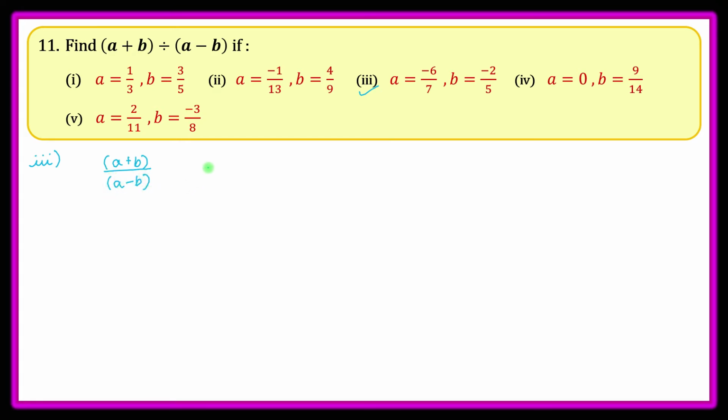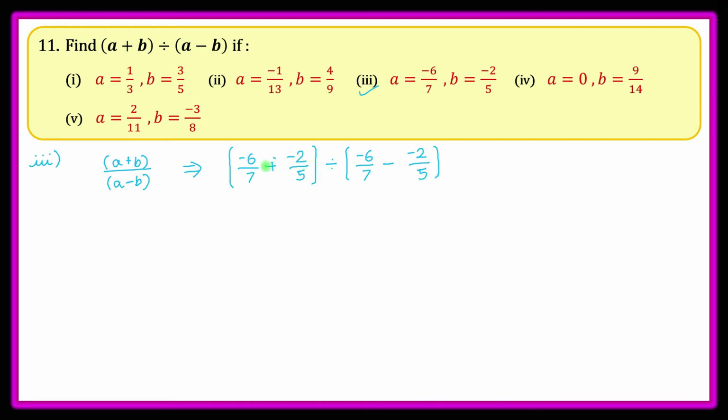So now let's see. a equals minus 6 upon 7, so we have minus 6 upon 7 plus minus 2 upon 5, that is b. This we are going to solve first, and this will be divided by minus 6 upon 7 minus 2 upon 5, like this.